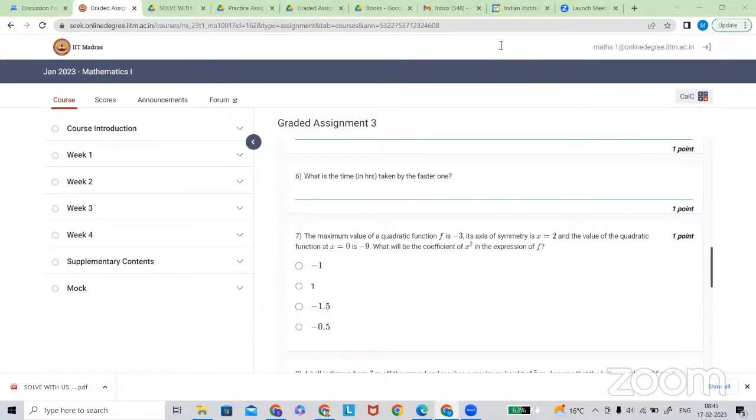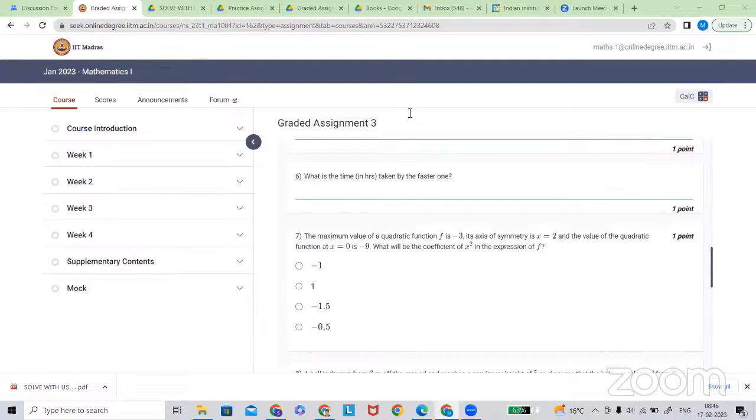Am I audible? Yes, sir, you are audible. Okay, in this seventh question: the maximum value of the quadratic function is -3, the axis of symmetry is x equal to 2, and the value of the quadratic function at 0 is 9. What is the coefficient of x square? You need to find the expression of f. That's all. So why are you not getting it here?